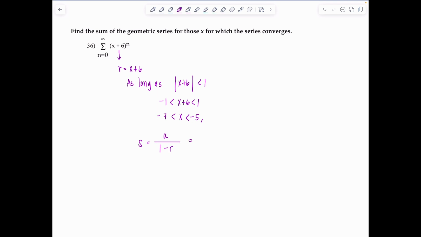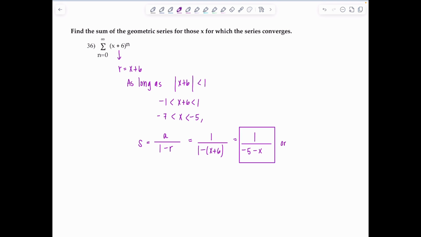So what's a? Again, this series starts at 0. So the first term is actually x plus 6 to the 0. That's just 1 over 1 minus x plus 6. So this is 1 over 1 minus x minus 6, so negative 5 minus x. And that's it. Do you want to take the negative out?